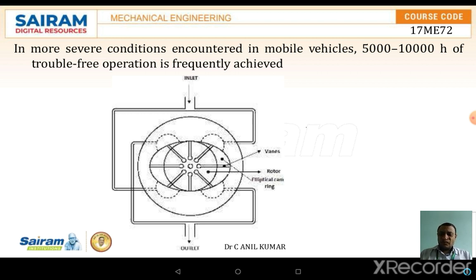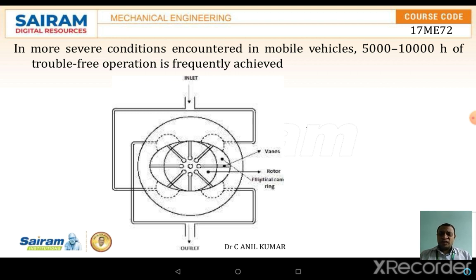Once the rotor starts rotating, the vanes start moving in and out. The vane movement is either because of the spring or by means of the centrifugal force. Both the rotor as well as the cam ring axis lie on the same straight line. But in the case of the unbalanced type, there is an eccentricity. Here the rotor and the cam ring are both placed on the same axis, so the wear and tear is very minimum.